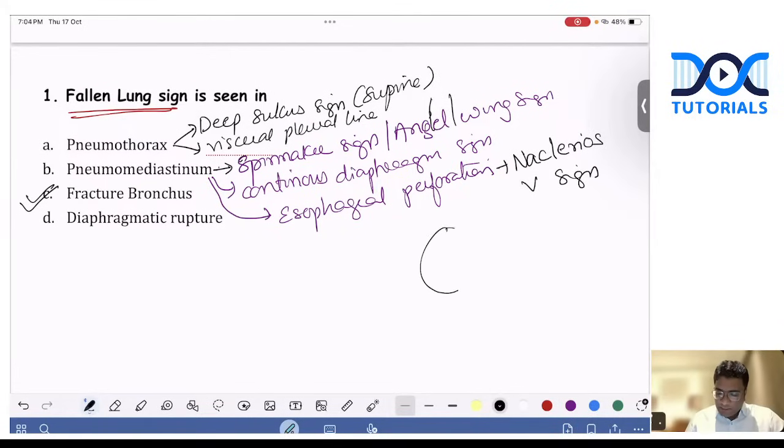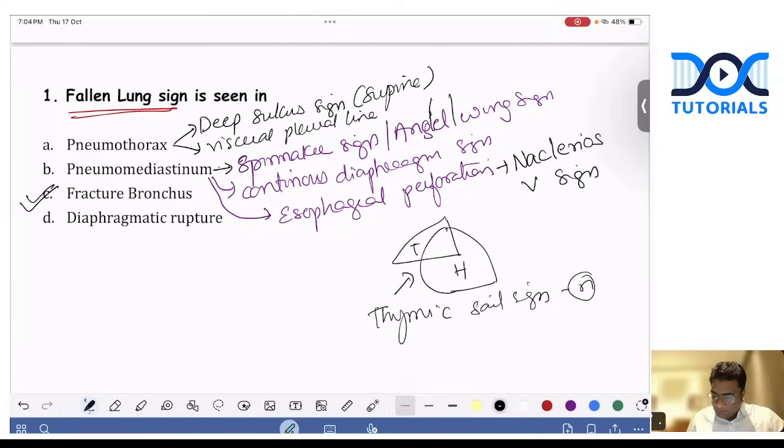So when you have the thymus resting over the heart, this is the thymic sail sign. And thymic sail sign is a normal finding that you have. But if you see the thymus lifted away from the heart, and you will see air under the thymus and also air under the heart, right? So this is the Spinnaker sign, the air lifting the thymus away from the heart, and also the continuous diaphragm sign. These are signs of pneumomediastinum.